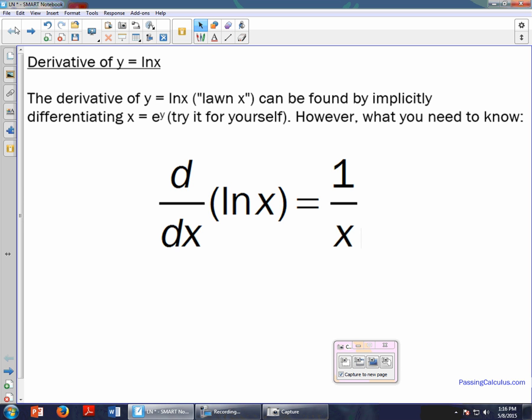In logarithmic differentiation, we use our rules of logs to make something that's difficult to differentiate easier. Generally, a rule of thumb that I use is I never take the log, L-O-G, of both sides in doing this stuff in derivatives. I always take the ln of both sides. And the reason I do that is because the derivative of ln is easier than the derivative of log.